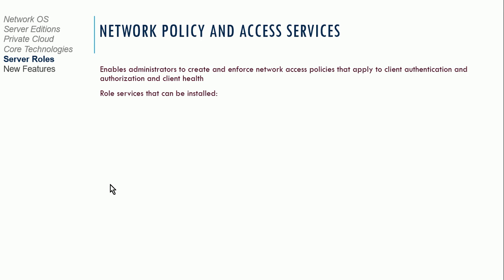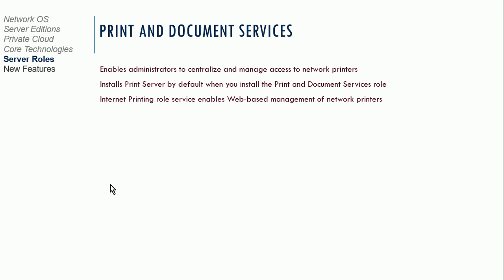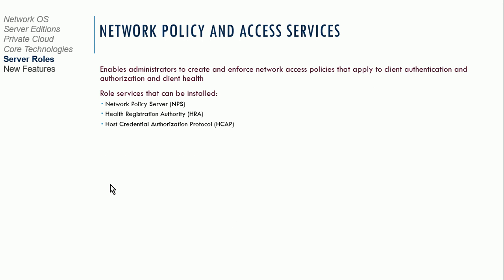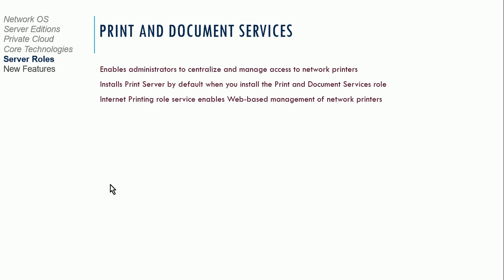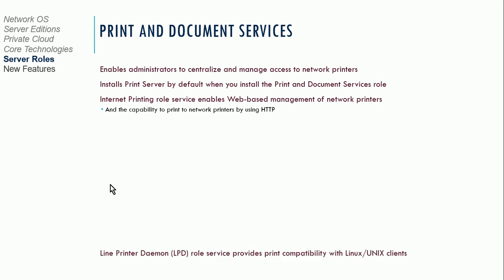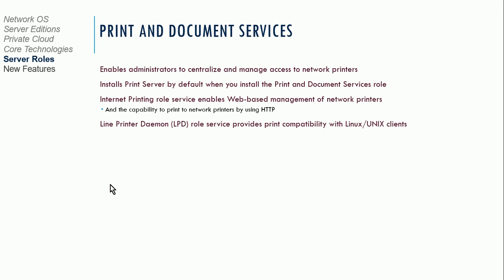There's the network policy and access services. Some of those that you'll see are network policy server, health registration authority, host credential authorization protocol, and so forth. Again, we'll talk about these in a little bit more detail later on. And then print and document services, which enables administrators to centralize and manage access to network printers. And it also allows you to install things like LPD, which is basically for compatibility with Unix and Linux systems.